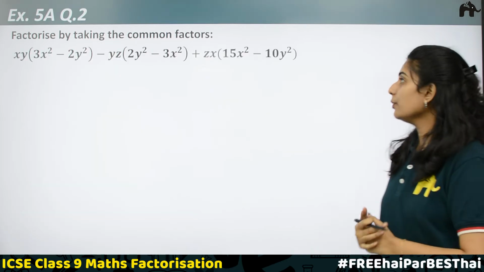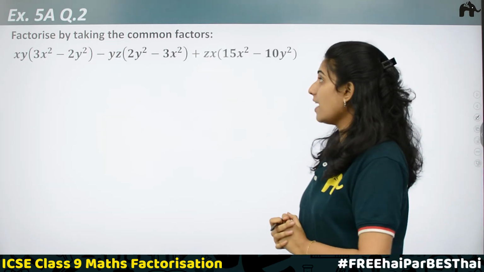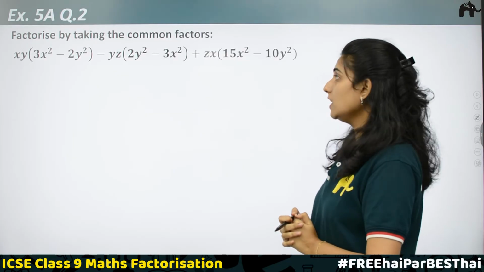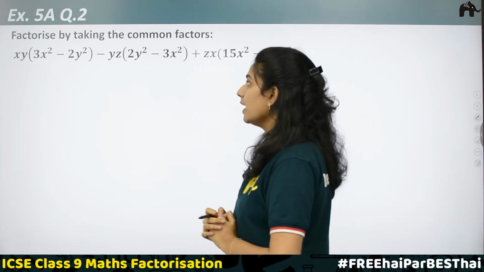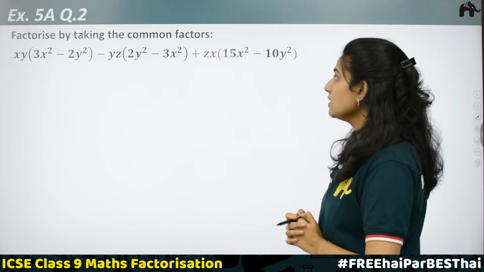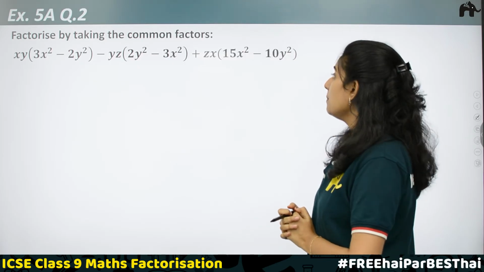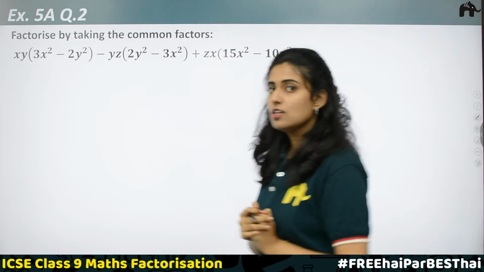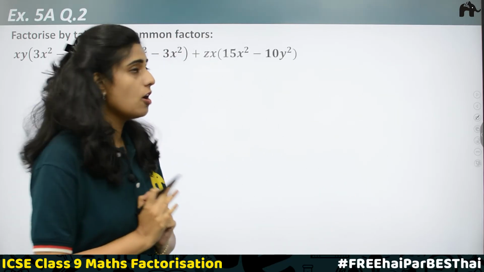Clear? Next, question number 2 of exercise 5a, factorize by taking the common factors: xy into 3x square minus 2y square minus yz into 2y square minus 3x square plus zx into 15x square minus 10y square. So what can be done? What is a common factor here?